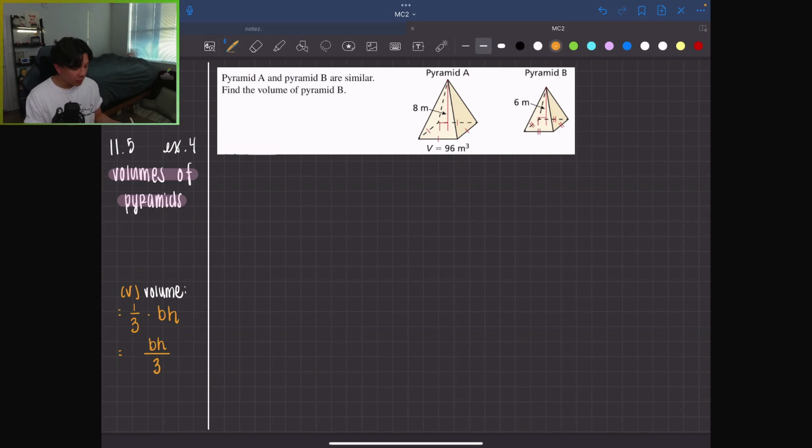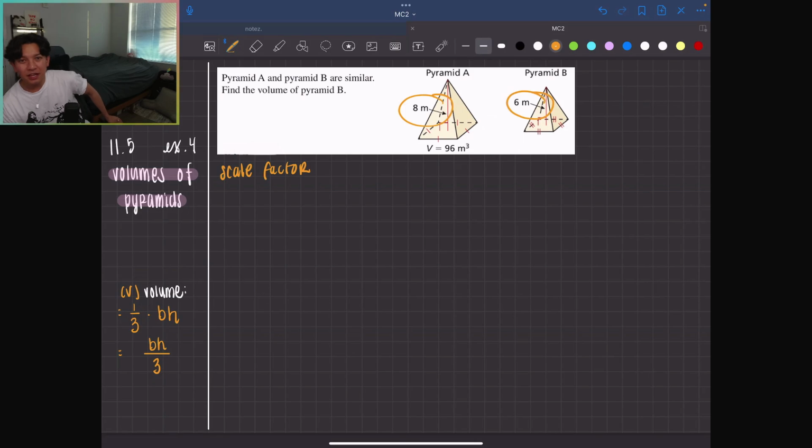Okay, the first thing we want to do here is find out what the scale factor is. By finding the scale factor between units, it's going to help us identify how much we have to multiply by in order to find the volume. So for the scale factor, don't compare volumes; you always want to compare like lengths. So from 8 to 6.